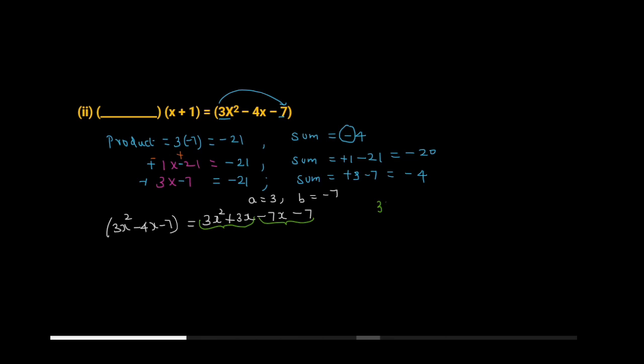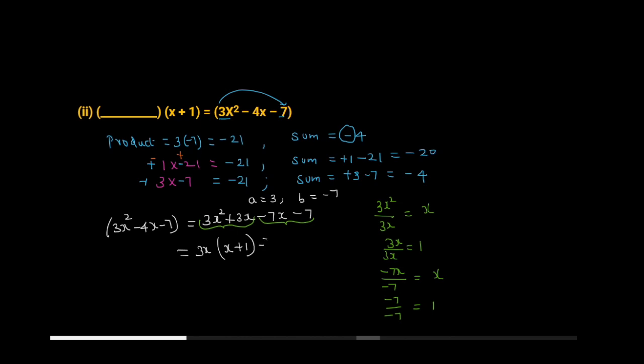So how to find the common? 3x squared divided by 3x will give simply x. Then 3x divided by 3x is equal to 1. For the next two terms, I am taking minus 7 as common. So minus 7x divided by minus 7 will give x, and minus 7 divided by minus 7 will be plus 1. Now take the common out: for the first two terms, 3x is common. When we divide each term by 3x, x plus 1 is the answer.